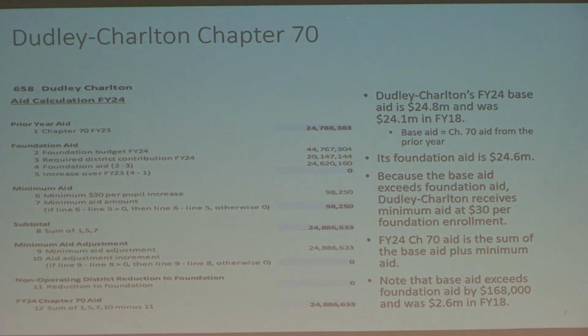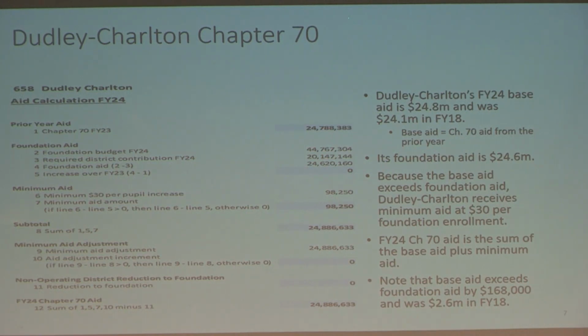Dudley Charlton's FY24 base aid, $24.8 million base aid. In this case it is the prior year's Chapter 70 total. So we start there, about $24.8 million. When we did a similar analysis to the one that we have worked on about 6 years ago, that number was 24.1 million. So it has increased a little bit since then, but not by a whole lot. Foundation aid, $24.6 million.